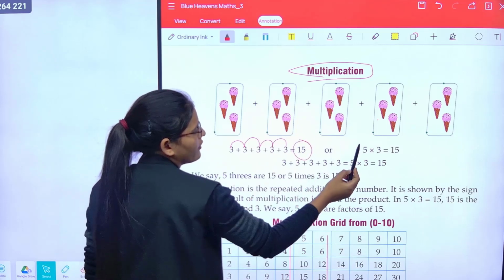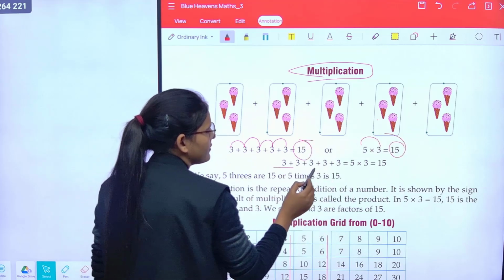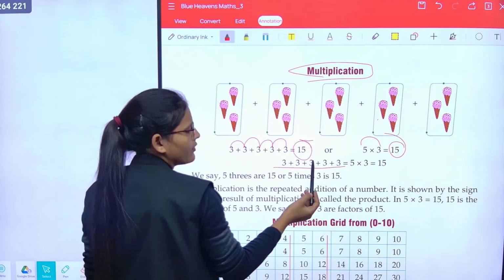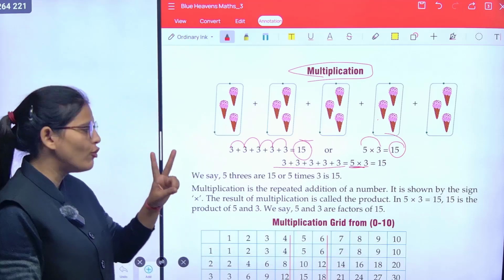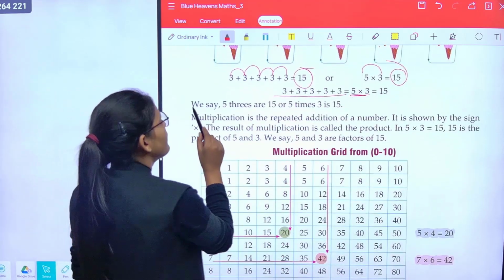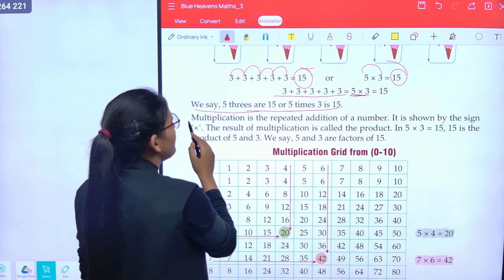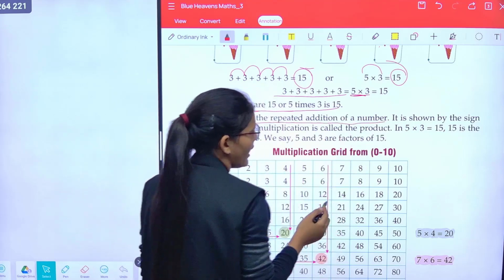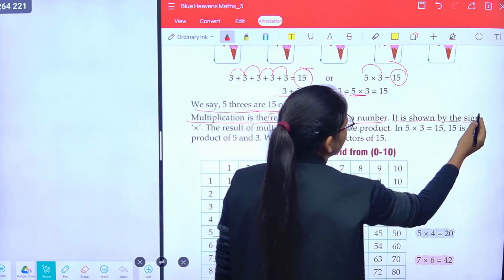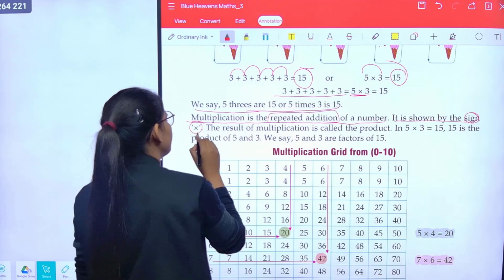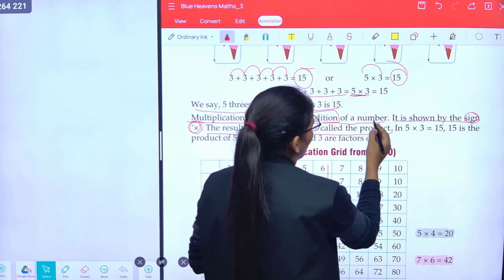Or 5 threes are 15. Both answers are the same, and we can write 3 plus 3 plus 3, 5 times 3, or 5 into 3 is equal to 15. We say 5 threes are 15 or 5 times 3 is 15. Multiplication is the repeated addition of a number. It is shown by the multiplication sign. The result of multiplication is called the product.